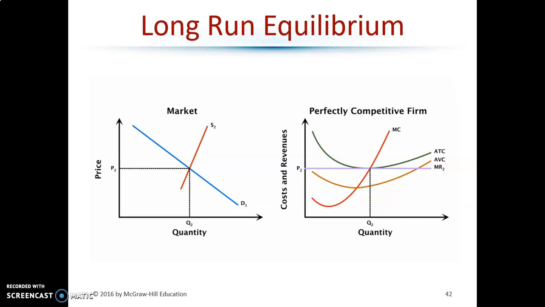So if the price was once higher, it's going to fall. If it was once lower, it's going to rise to the point where zero profit is indeed normal profit. And that is the long run scenario.